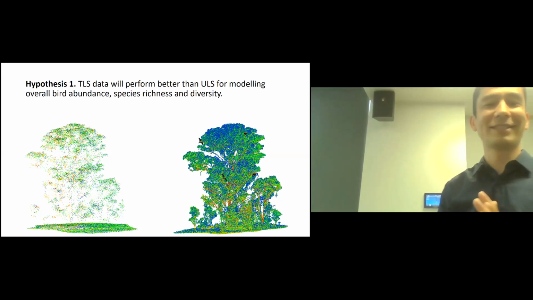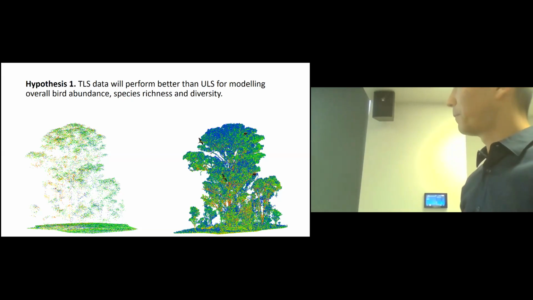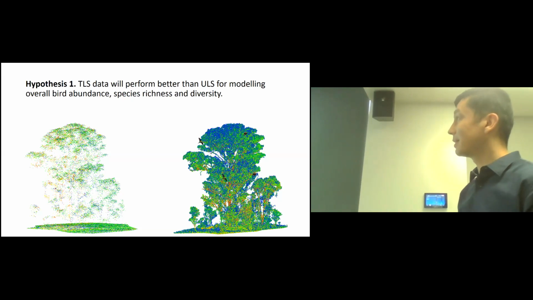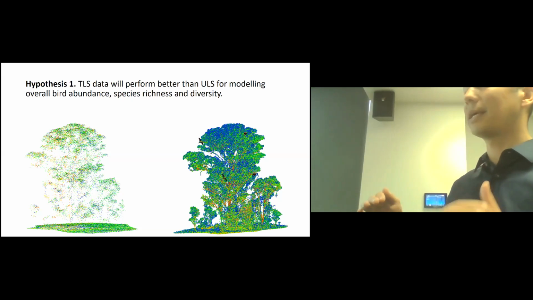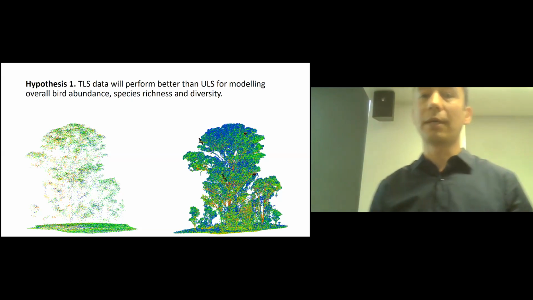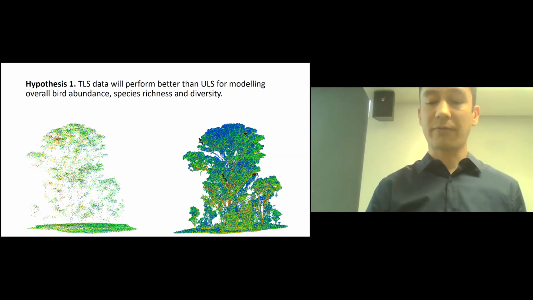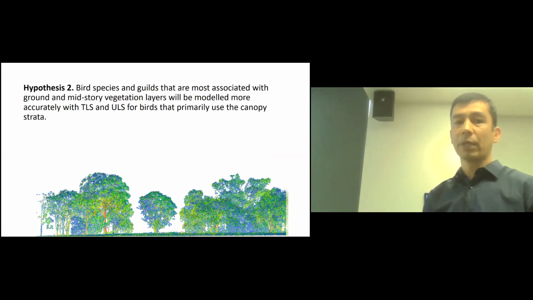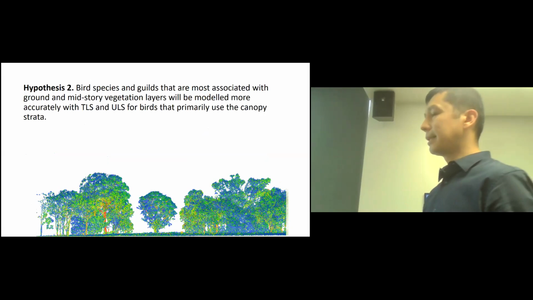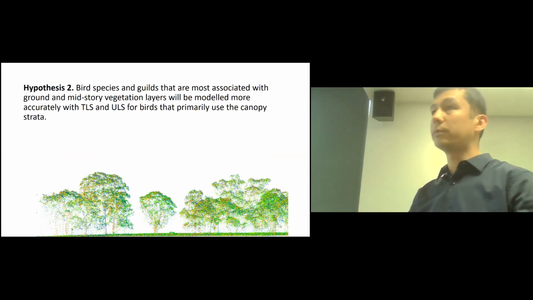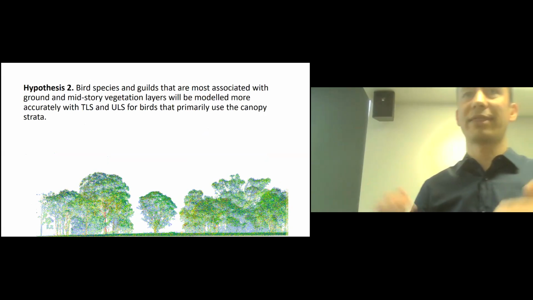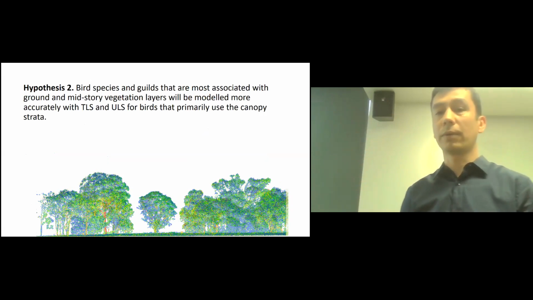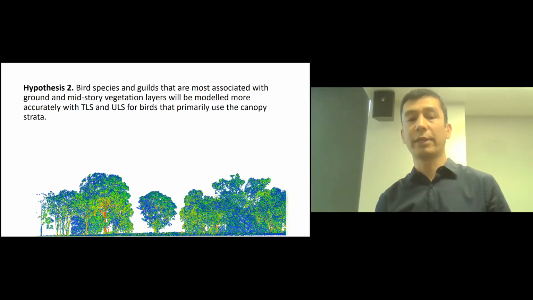My first hypothesis is that TLS data will perform better than ULS in modeling bird abundance, species richness, and diversity, as we have seen TLS gave higher values in vegetation structure. Our second hypothesis is that bird species and guilds that use lower layers would be modeled more accurately with TLS, and birds that use the higher canopy would be modeled more accurately with ULS data.